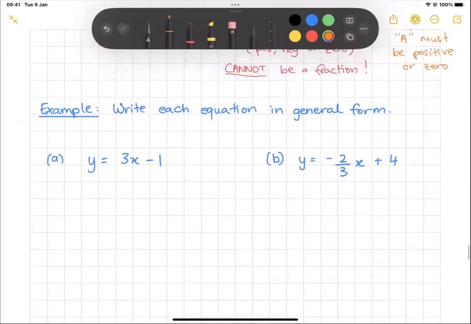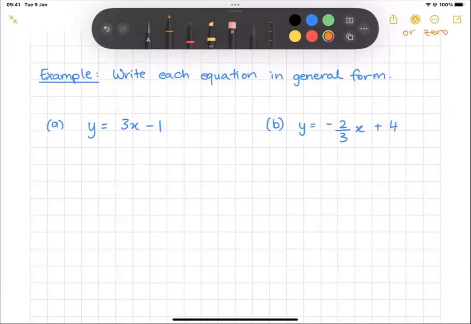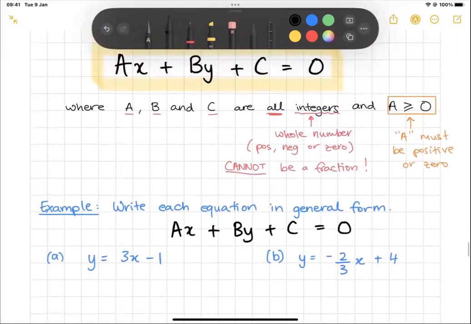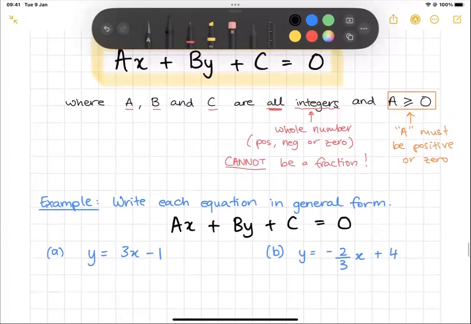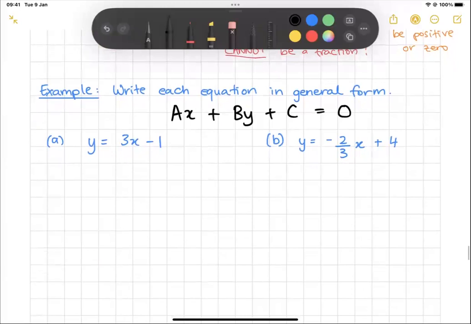So let's go to our example. Write an equation in general form. To make our lives easier, to not just go back and forth, let's write down the general form equation for this one here. Capital Ax plus By plus C equal to 0. That's what it should look like. Again, I'm just going to preface before going to an example that B and C can be positive, negative, or 0. It doesn't really matter as long as A is positive or 0. It cannot be negative. So question number A, y equals 3x minus 1.